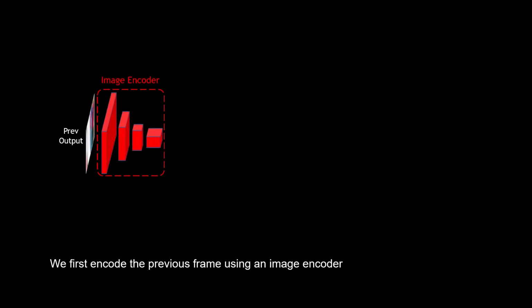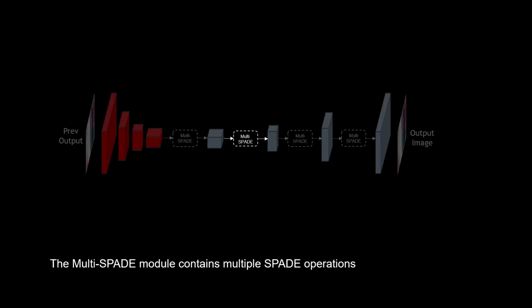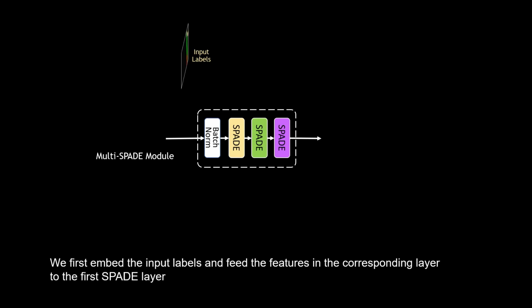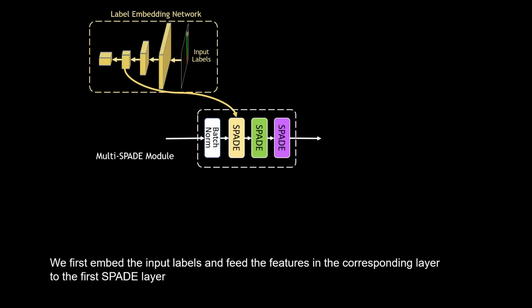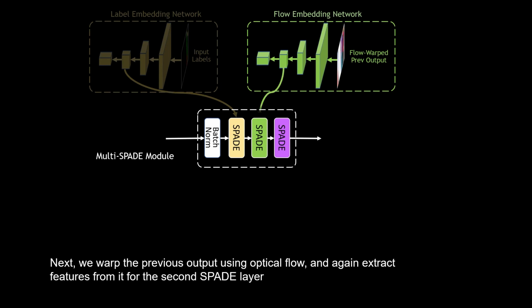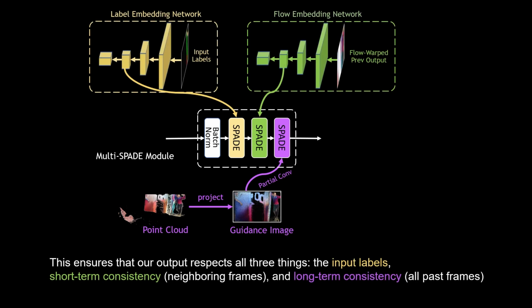For our network architecture, we first encode the previous frame using an image encoder, then feed it to our generator, which consists of a series of multi-SPADE blocks. The multi-SPADE block contains multiple SPADE operations. We first embed the input labels and feed the features in the corresponding layer to the first SPADE layer. Next, we warp the previous output using optical flow and again extract features from it for the second SPADE layer. Finally, we project the constructed point cloud to obtain a guidance image and apply it in the third SPADE layer. This ensures that our output respects all three things: the input labels, short-term consistency, and long-term consistency.